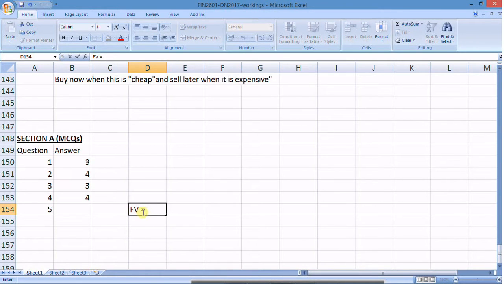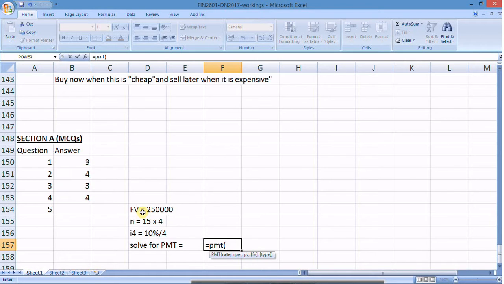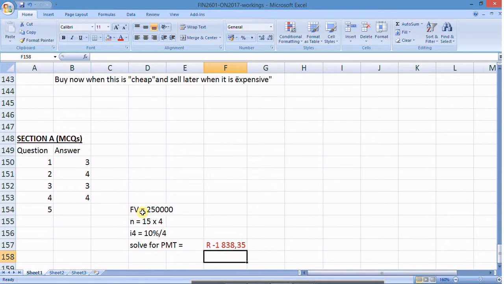FV is 250,000. N is 15 times 4, that is correct. I is 10% divided by 4, that is correct. Then you need to solve for PMT. Okay, let's see if your answer's right. PMT, the rate is 0.1 divided by 4. The N is 60. The PV is 0. The FV is 250,000. Did you get that? Yep. Option 1. Good.